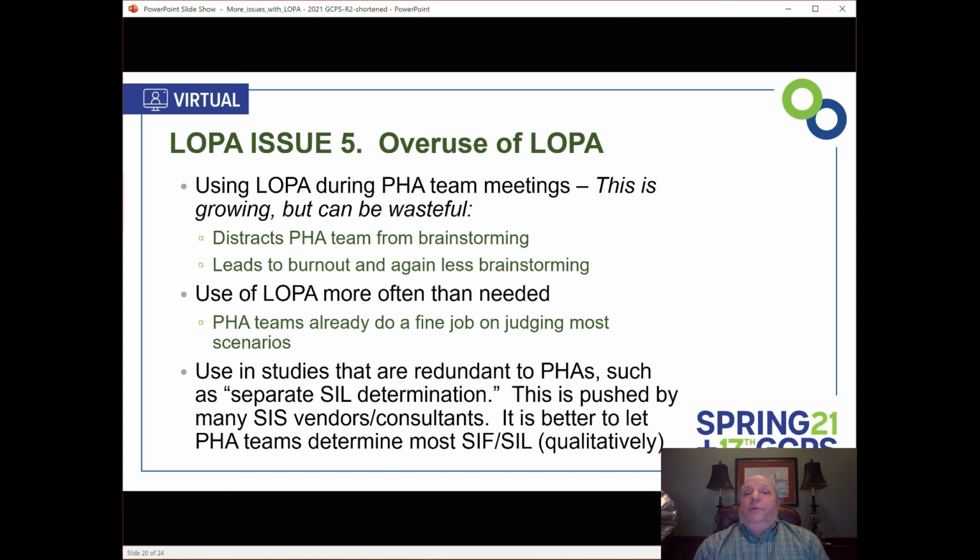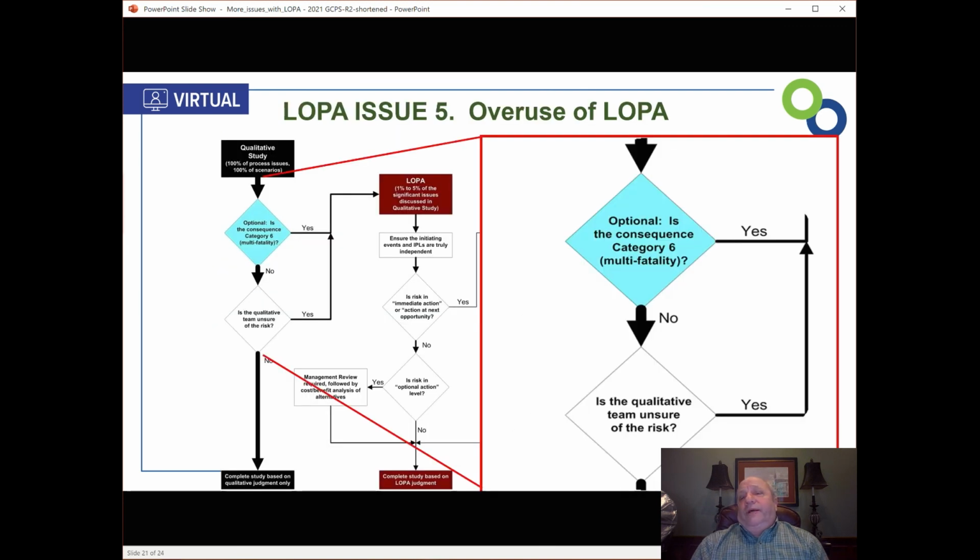Also using LOPA in other redundant studies like SIL analysis or SIL determination rather. If you've done your PHA right, you know what SIF you need, and you know what SIL value it should have, what should be the safety integrity level. So you're already done. And so from PII, we recommend you do qualitative risk assessments mostly, and then supplement that with LOPA only when it's really necessary.